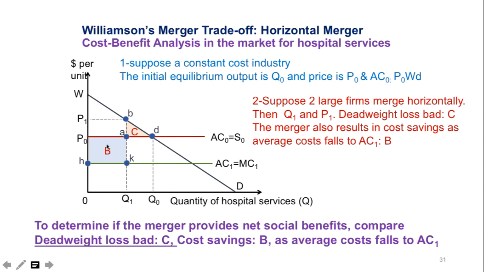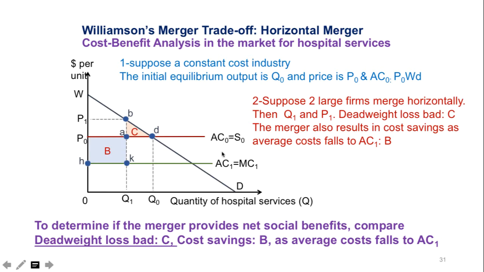Now, the net gain to society depends on the comparison between the net loss to society, the deadweight loss of C, and the gain to society from decreasing the cost, area B. So to determine if the merger provides net social benefits, compare the deadweight loss of C and the cost savings of B as average cost falls from AC0 to AC1. These two areas, B and C, determine if society is a winner or loser.